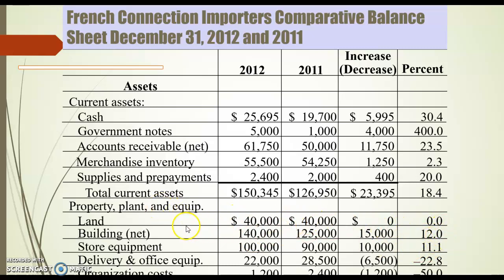We have the same amount of land. But the building went up by $15,000. Store equipment went up by $10,000. So this is 11 and 12% increase. So are these because we had to do like repairs, like we put a roof on the building and we replaced some store equipment that was old? Or is this an expanding thing?